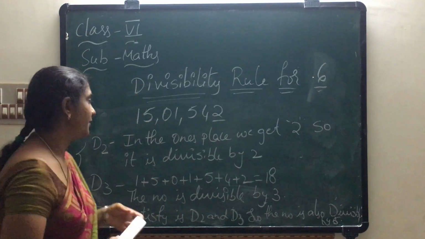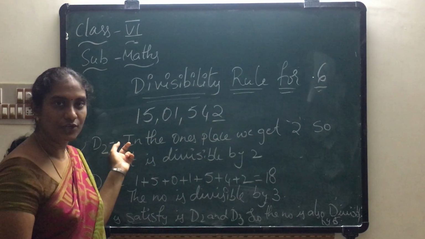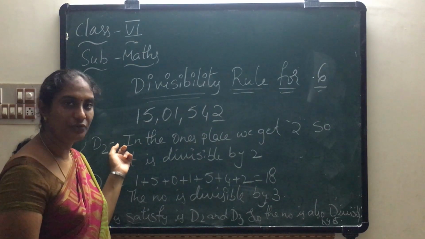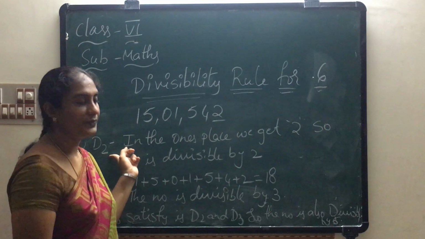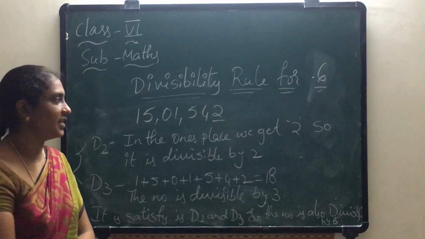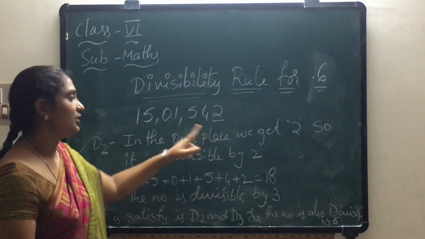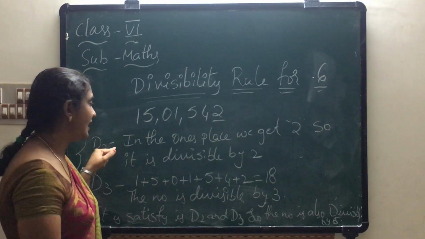Okay, now see, in the 2 table, for D2 what did we have to see? In the ones place we had to get compulsorily 0, 2, 4, 6, 8, then only it is divisible by 2. Now is that condition satisfied or not? Yes, it is satisfied. Why? Because in the ones place we got 2 here. So the total number is divisible by 2. Okay, it is satisfied in D2.